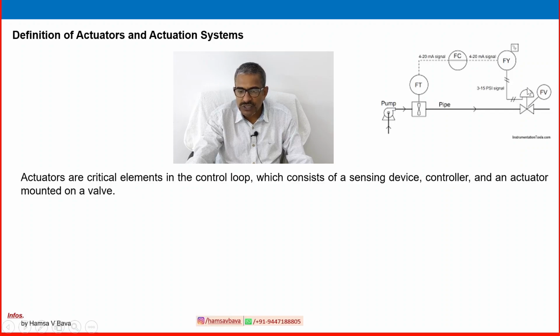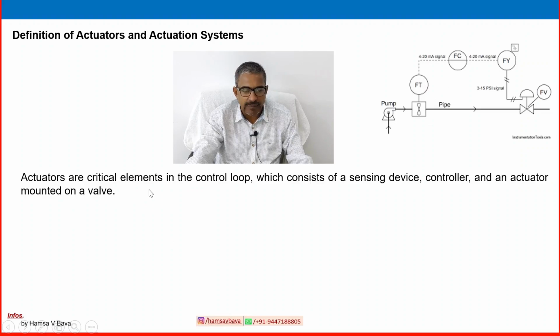So the power source is air, compressed air is the power source that is connected to the actuator system of the valve. This is the valve. So here is the actuator. The valve is opening and closing according to the flow increasing and decreasing. So that is what is being discussed here.